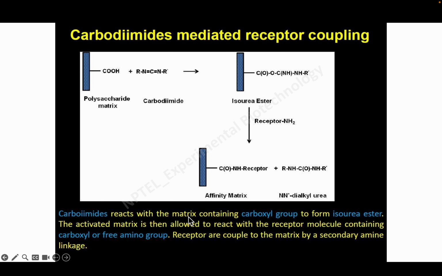So this reacts with the matrix containing carboxyl group to form an isourea ester. The activated matrix is then allowed to take up receptor molecules along with the NH2 group, and the receptor is getting coupled to the matrix.